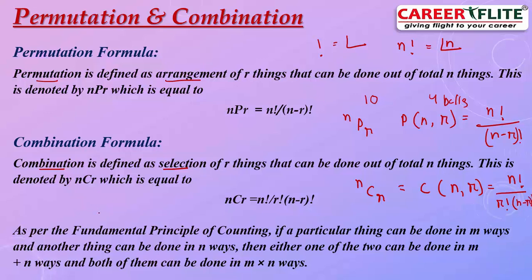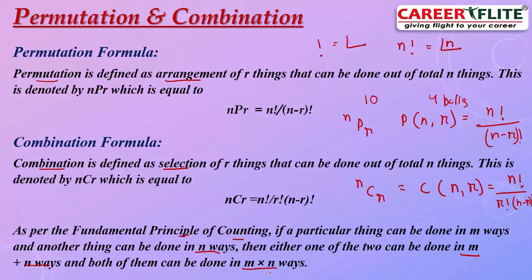As per the fundamental principle of counting, if a particular thing can be done in m different ways and another thing can be done in n different ways, then either of the two can be done in m plus n ways, and both of them can be done in m into n ways. So you must remember this formula.